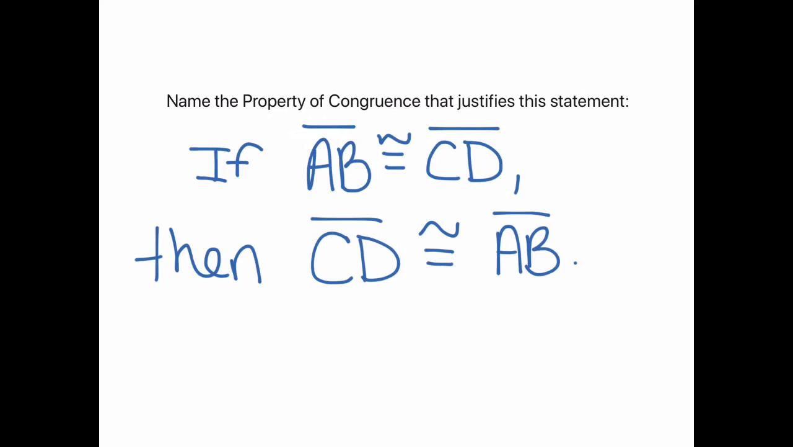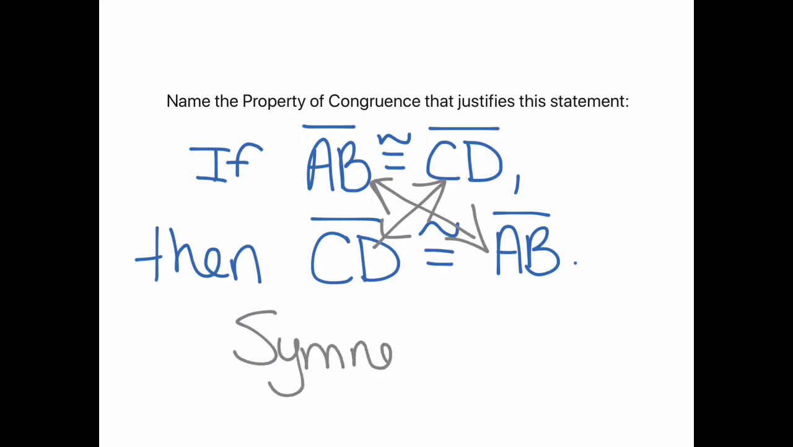For our next one, name the property of congruence that justifies this statement. So we have, if segment AB is congruent to segment CD, then segment CD is congruent to segment AB. So here they switch spots left and right, and whenever we switch, that's the symmetric property.